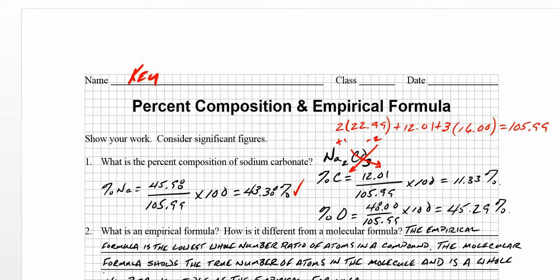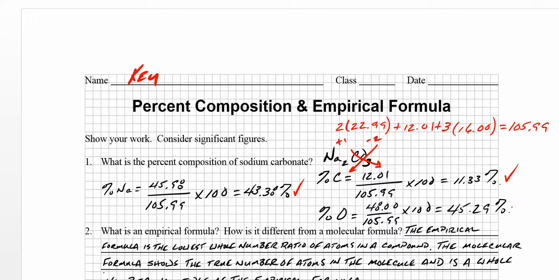Carbon has a mass of 12.01. There's only one of them, so I don't have to multiply that by anything. But I do have to divide by the total of 105.99. I'm going to multiply it by 100 because it is percent, and now I get 11.33%. And the last one is oxygen. I want to know the percent of oxygen, so I'll add the 3 oxygens. 16 times 3 is 48. I'll divide that by 105.99 times 100, and I get 45.29%.